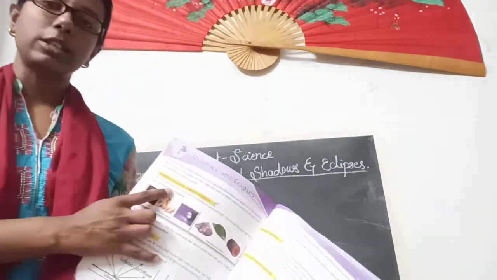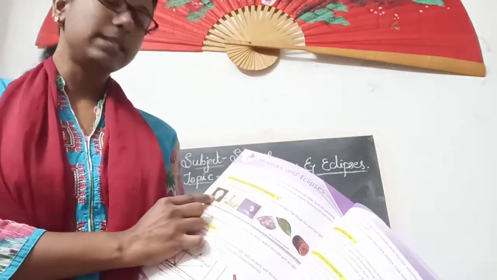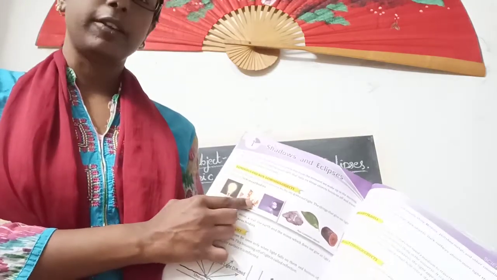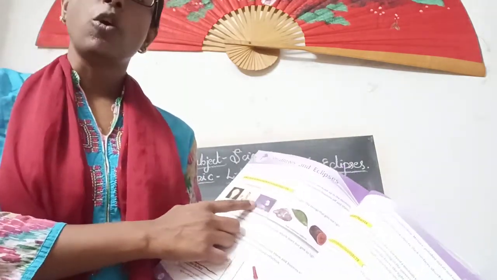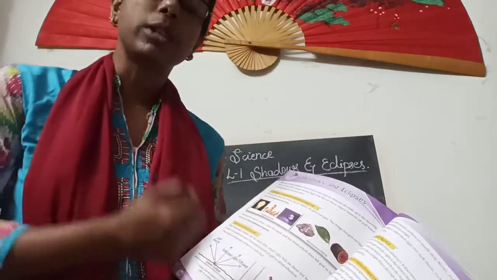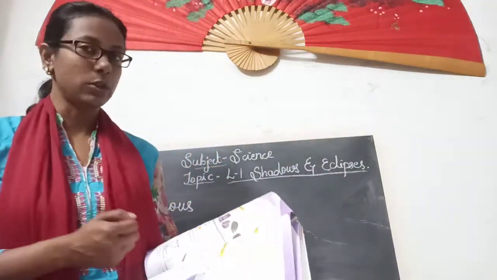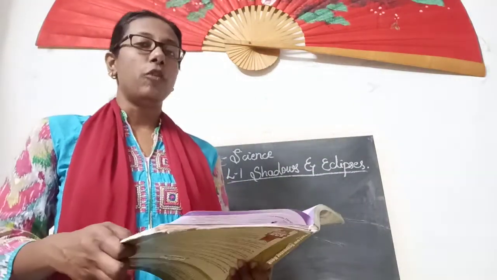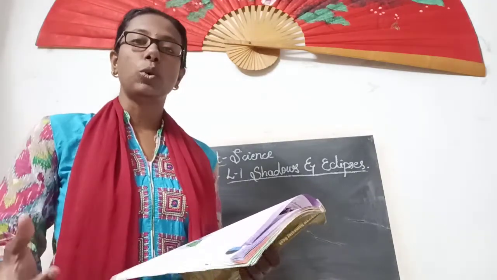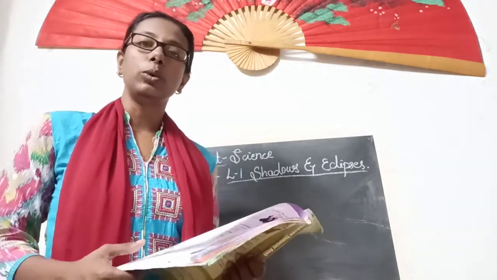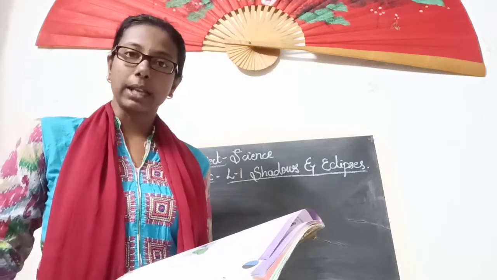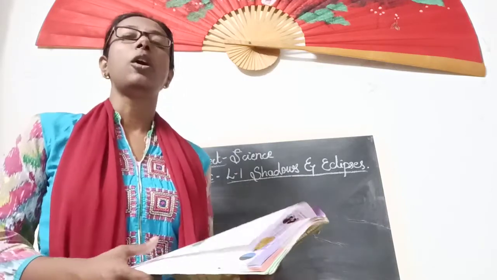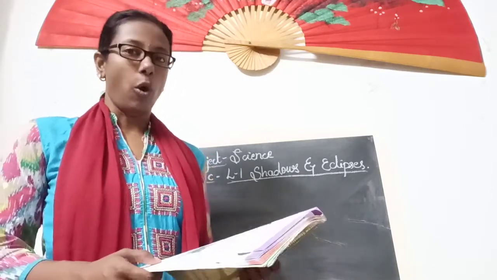Here in your textbook they have given few examples. See, electric bulb, then fire, torch, all these they give out light, so they are called luminous objects. While wood, leaf, stone, rock, all those they won't give out light, correct? So they are called non-luminous objects.